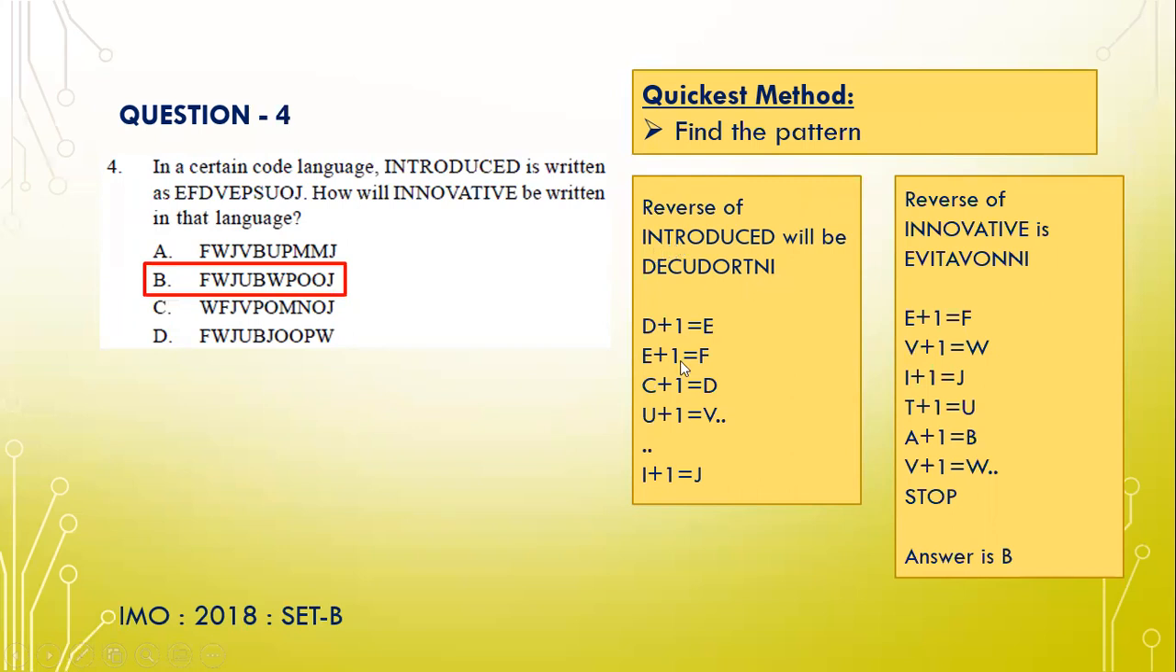R, T, N, I. Okay, so D plus 1 is E. If you add one letter to D, it will be E. E plus one letter is F. C plus one letter is D.